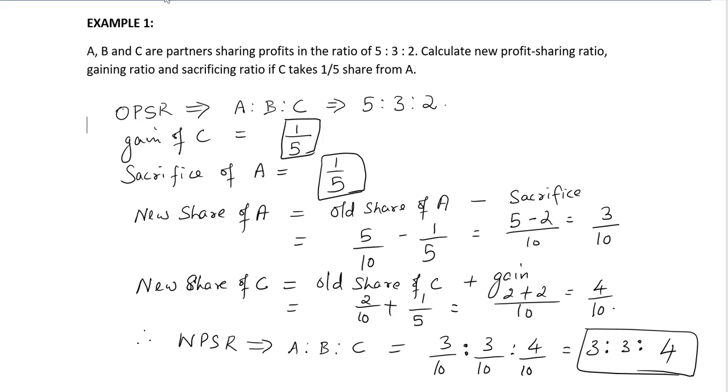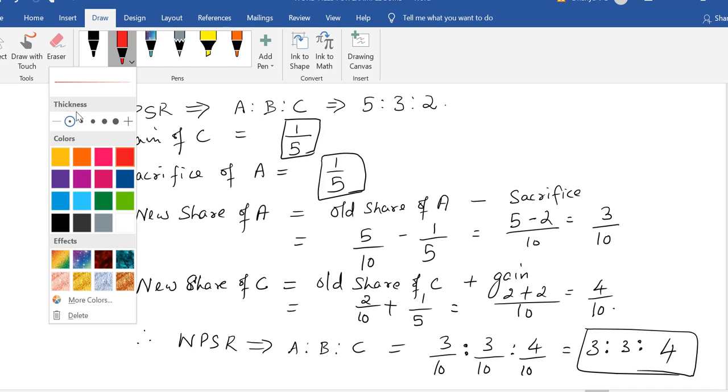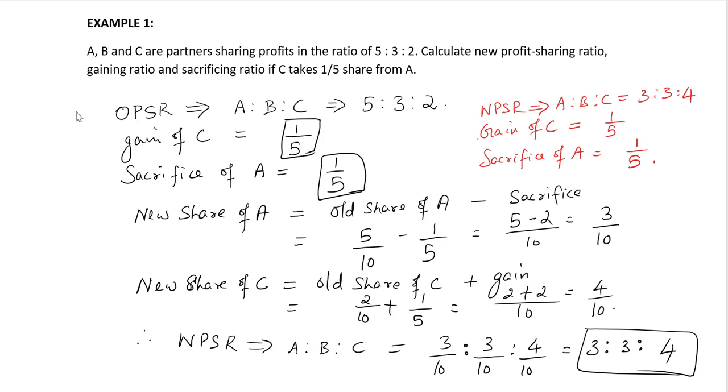So the final answer: NPSR between A:B:C is equal to 3:3:4. Gain of C is equal to 1/5 and sacrifice of A is also equal to 1/5. Let's go on to the next problem.